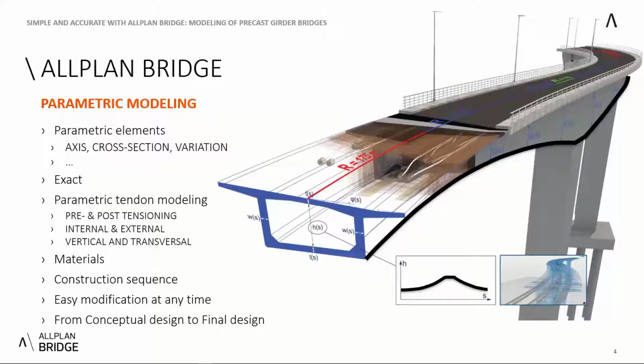In the final step, everything is merged into the 3D geometry by extruding the section along the axis. According to the designed relations in the cross-section and the defined variation, the product calculates the final 3D geometry. In the same manner, all bridge elements can be modeled: main girders, piers, transversal elements, foundations, and so on.